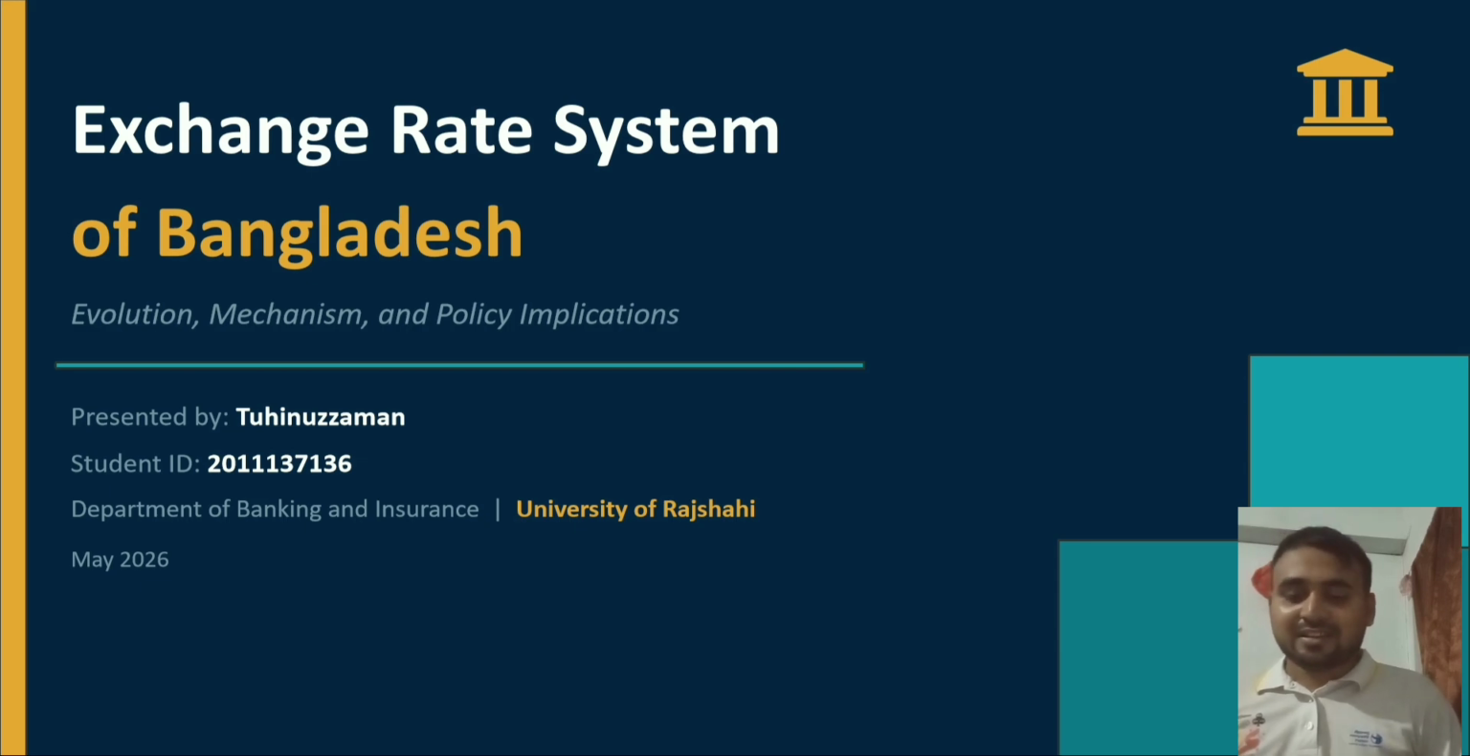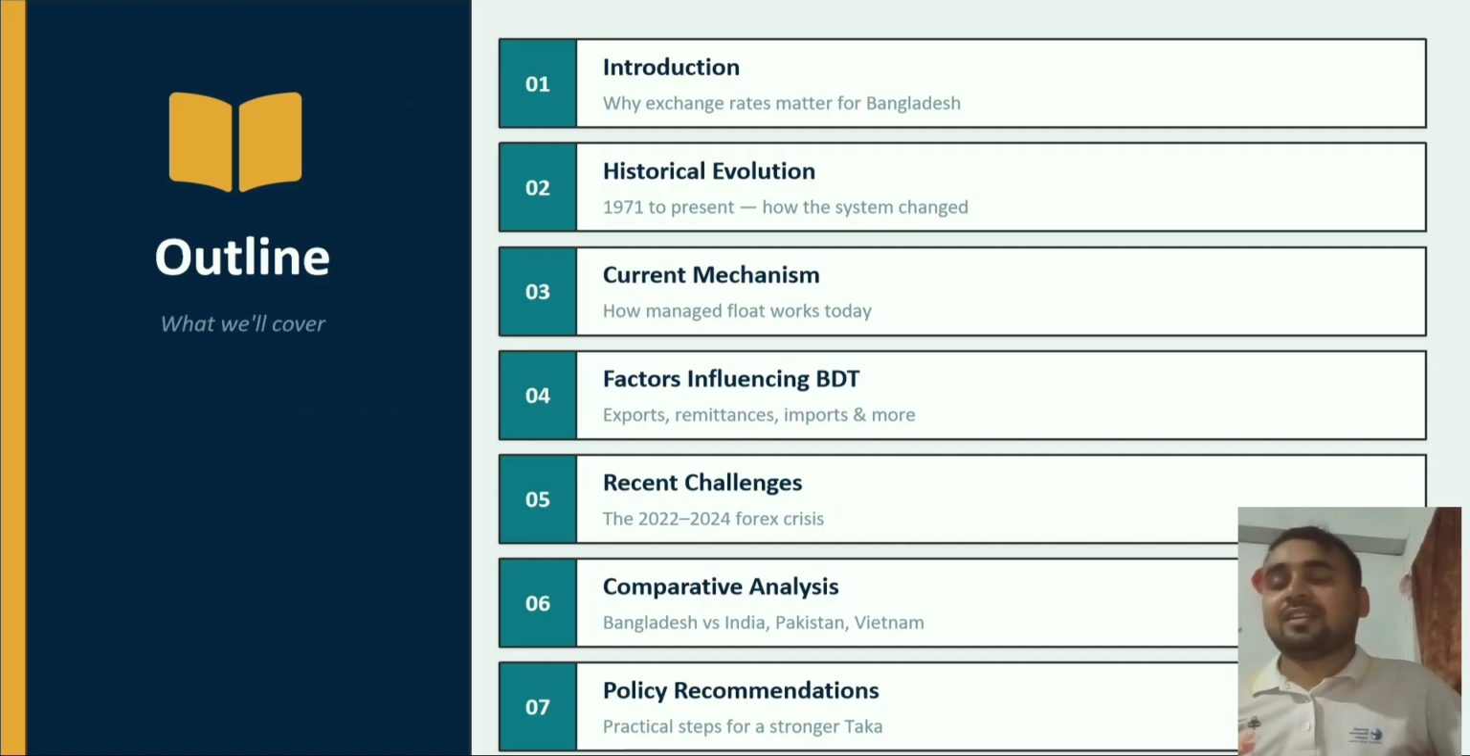So let's start. In our presentation we'll see the introduction, why exchange rates matter for Bangladesh. Second, the historical evolution of the system from 1971 to today. Third, how the current mechanism actually works. Fourth, the key factors that influence the value of the Bangladeshi Taka.